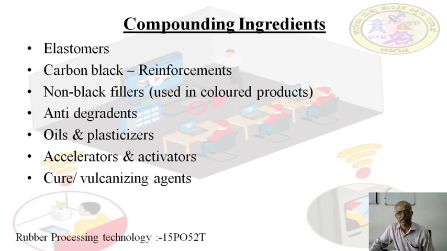Compounding ingredients. Elastomers: here elastomers means natural rubber and synthetic rubbers. Then comes carbon black, which is a reinforcement. Carbon black will give reinforcement to the rubber compound. Next, non-black fillers, which are used in colored products. Next come anti-degradants, oils and plasticizers, accelerators and activators, and finally the cure or vulcanizing agent.